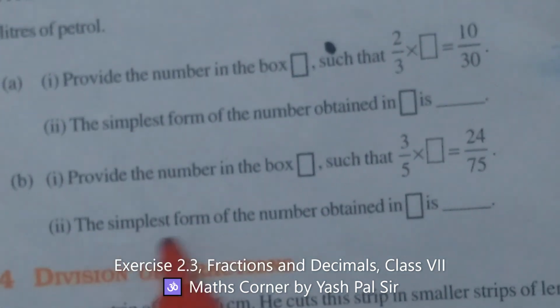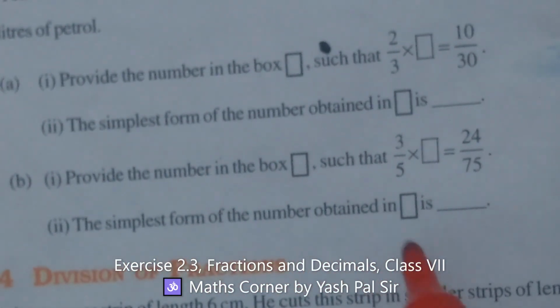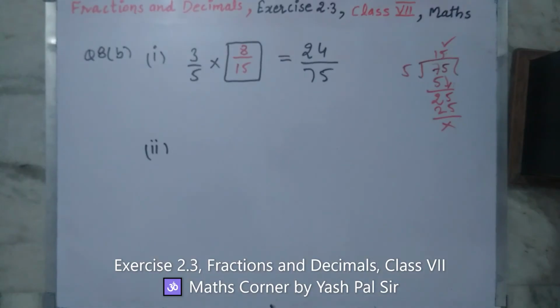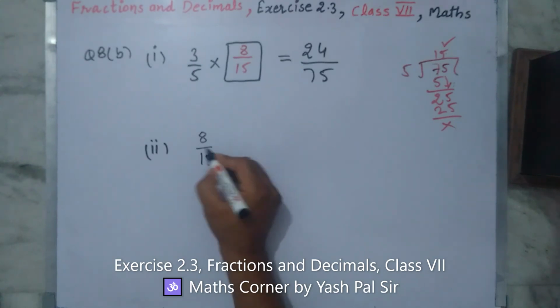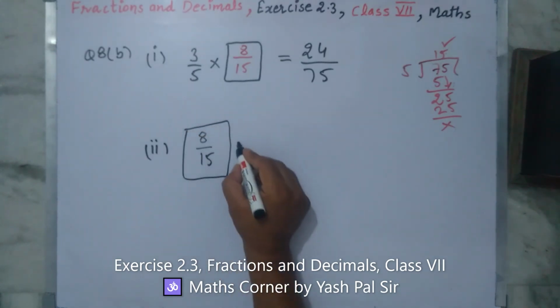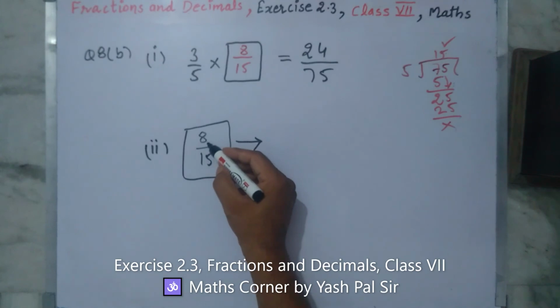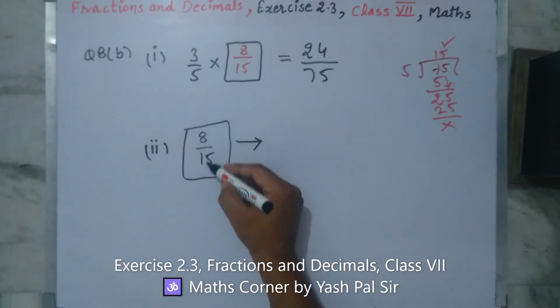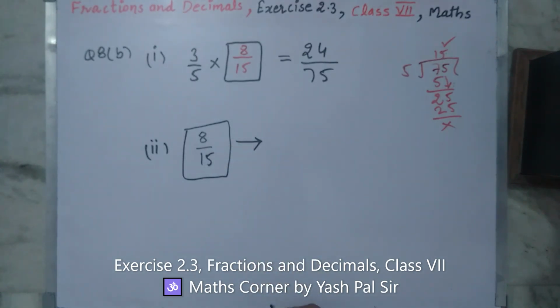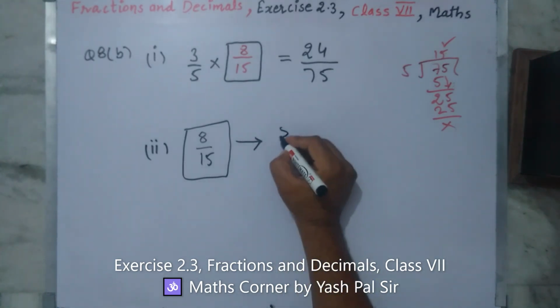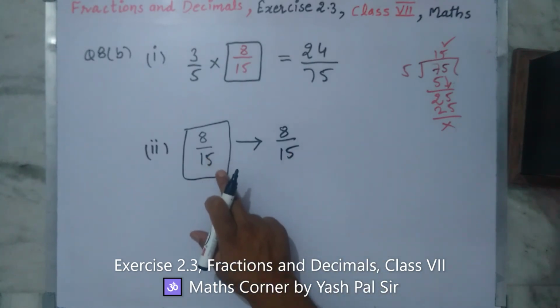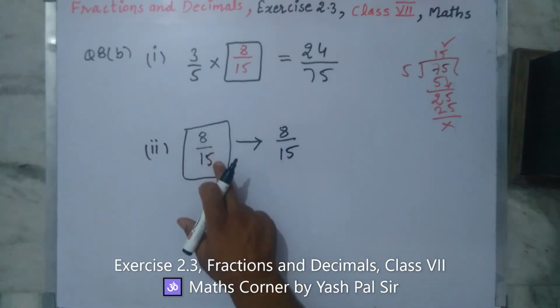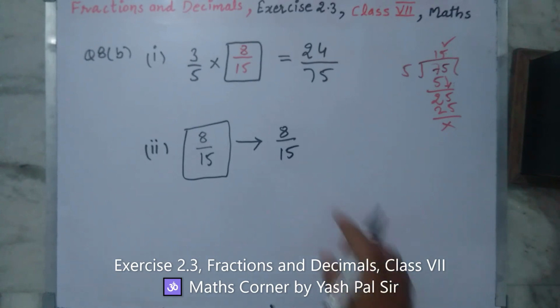Next part, the simplest form of the number obtained in blank box. What is there in blank box? This is 8 upon 15. Is there any number which is common in numerator and denominator? Sorry, there is no number. So simplest form is 8 upon 15. We cannot find any number which can divide numerator and denominator together. So this is the final answer. Thank you very much.